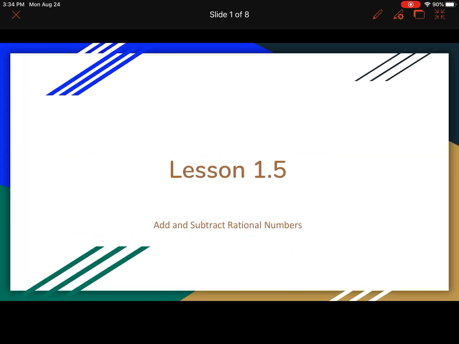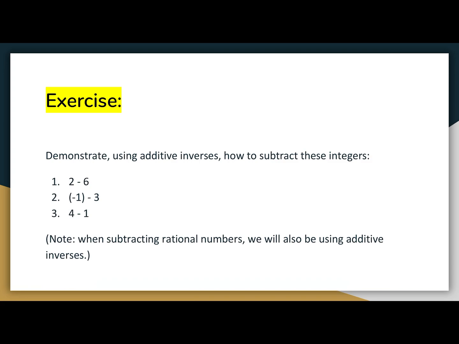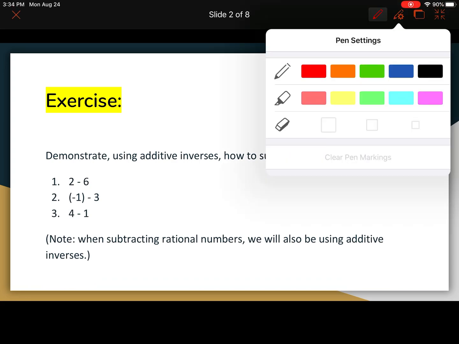What's up, guys? Today we are talking about lesson 1.5, adding and subtracting rational numbers. This is pretty similar to the last two sections we did, except instead of working with integers, today we're working with rational numbers. To start off, we're going to go ahead with an exercise.